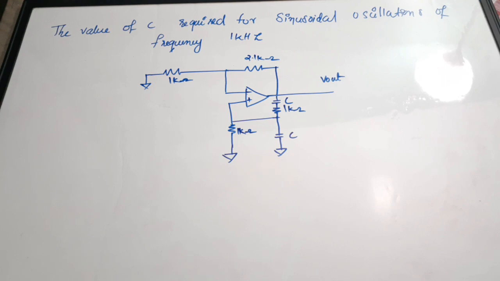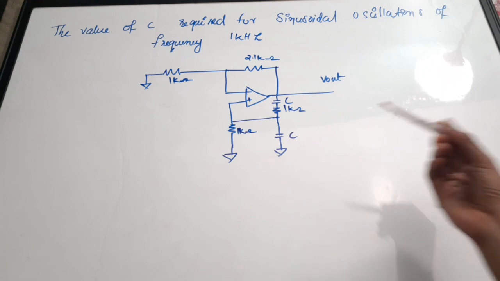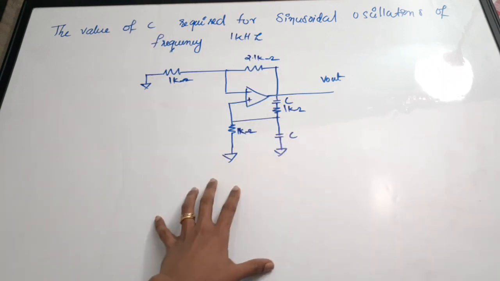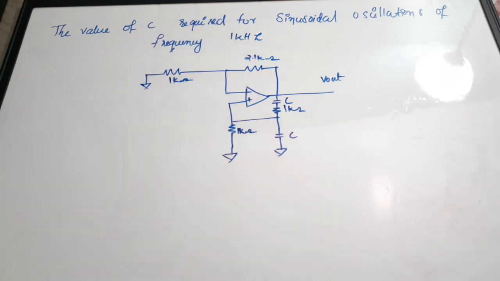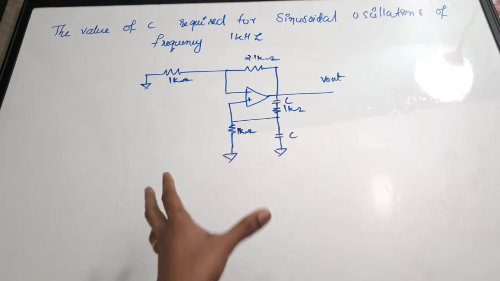So the question is: the value of C required for sinusoidal oscillations of frequency 1 kilohertz. The frequency of operation is given to you. You need to find what is the value of C. So these are two C's. Now, if you look at this figure, you can connect it with some of the oscillators which we have studied. The figure looks similar, but you just have to rearrange it.